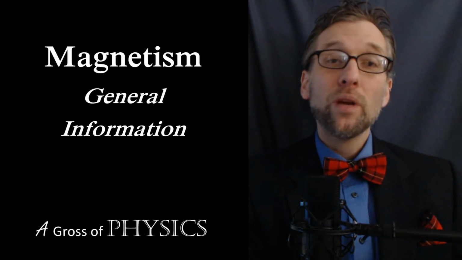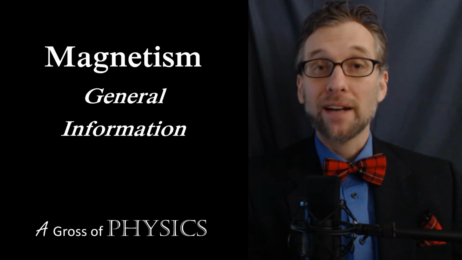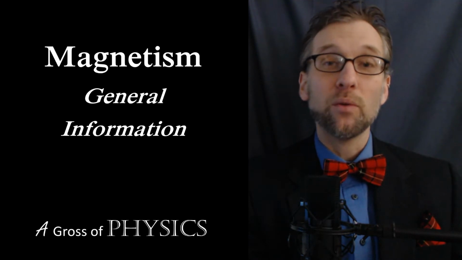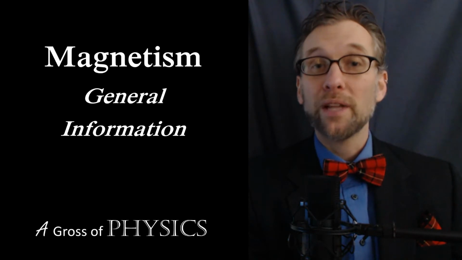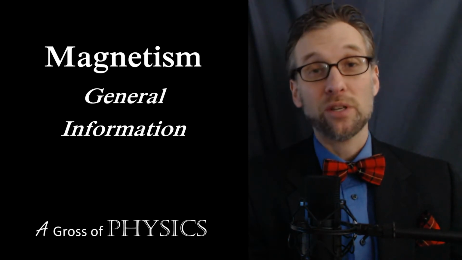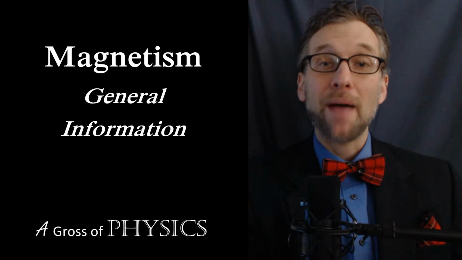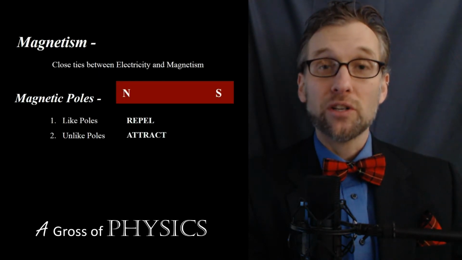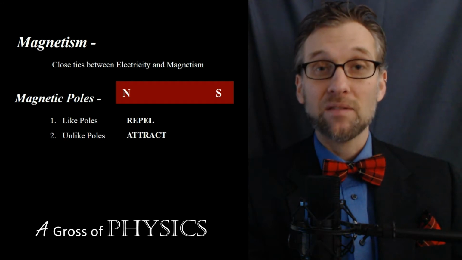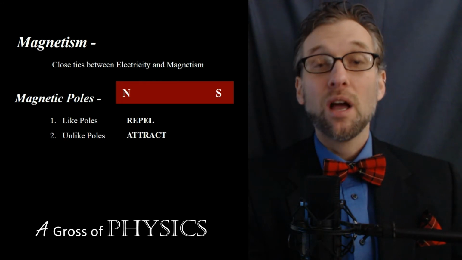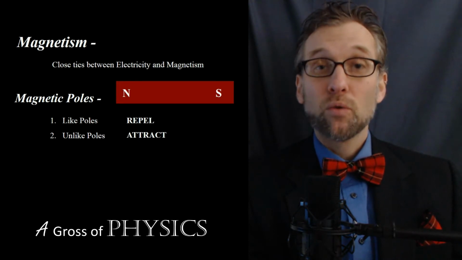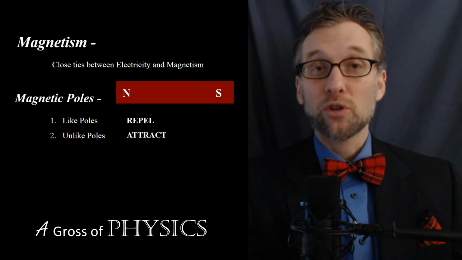Now, what we need to remember about magnetism is what we probably learned as little kids playing with refrigerator magnets or playing with magnets back in elementary school. And that's the fact that a magnet has a north and a south pole. And just like charges that had positives and negatives, the north and south poles react similarly. In fact, like poles repel and unlike poles attract.